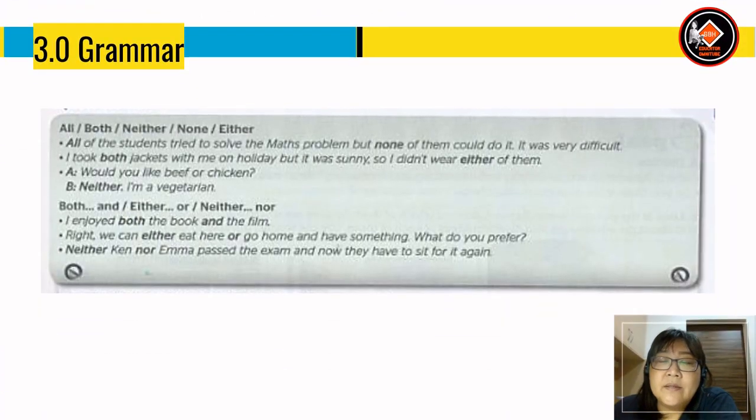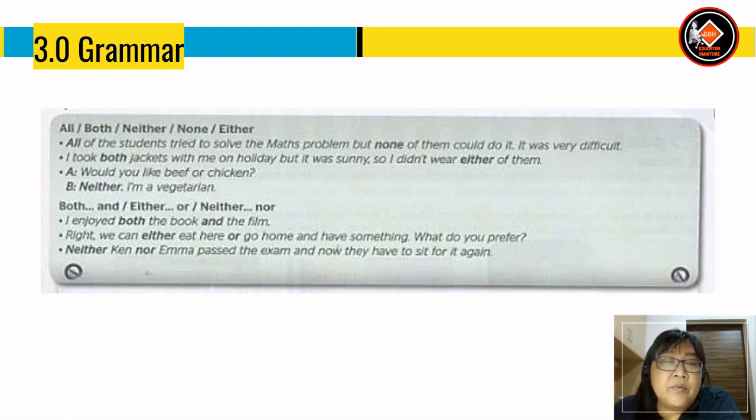Now let's look at another grammar item. All, both, neither, none, either. All of the students have tried to solve the maths problem, but none of them could do it. It was very difficult. Number 2, I took both jackets with me on holiday, but it was sunny, so I didn't wear neither of them. A, would you like beef or chicken? B, neither. I'm a vegetarian.